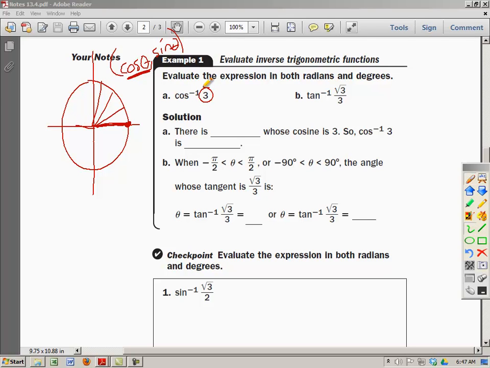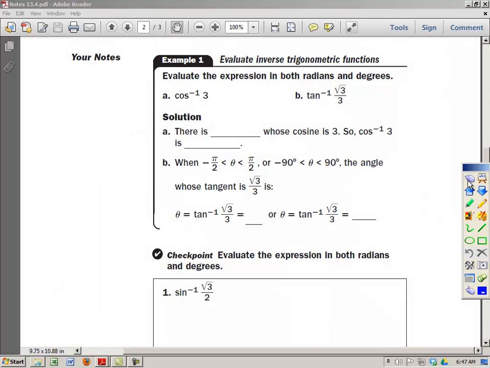So what I'm saying is the cosine can never be more than 1. And since the cosine can never be bigger than 1, there is no angle whose cosine is equal to 3. So therefore, the inverse cosine of 3 is undefined. Now, if you try to do that in your calculator, it's going to kick you back an error or something like that. And I'll show you how to put that in just a moment. Speaking of which, that's where we're going to go next.